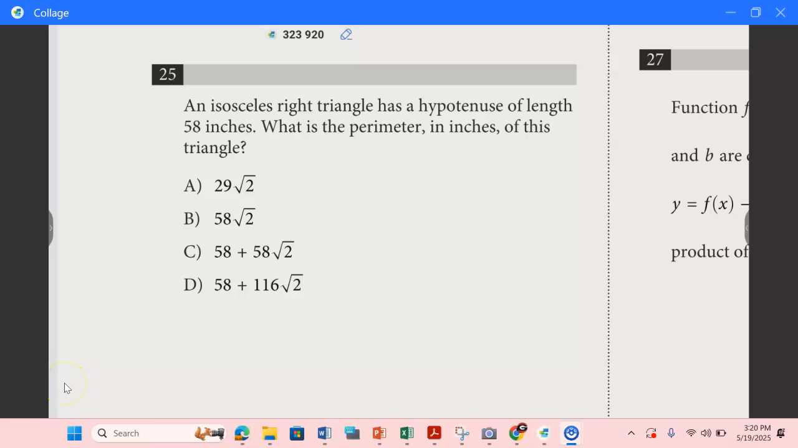All right, SAT problem of the day number 52. This is number 25 out of 27, so one of the harder questions on there. Let's read it. An isosceles right triangle has a hypotenuse of length 58 inches. What's the perimeter of the triangle?